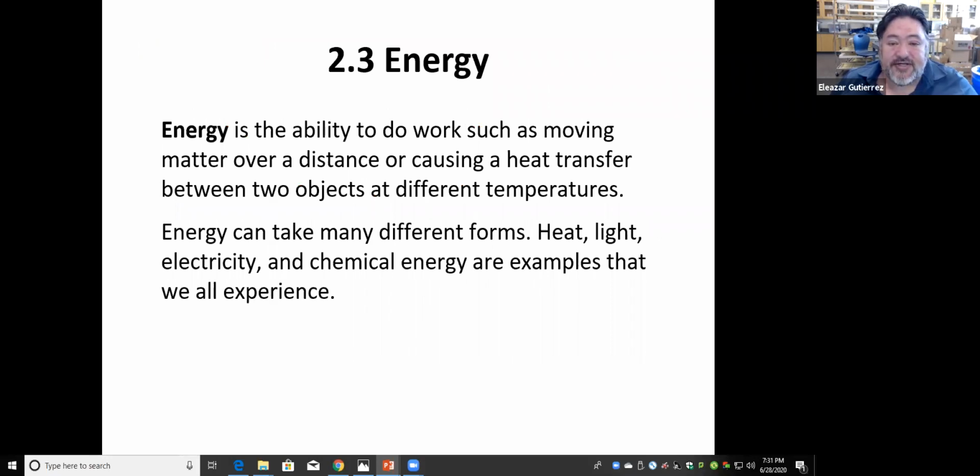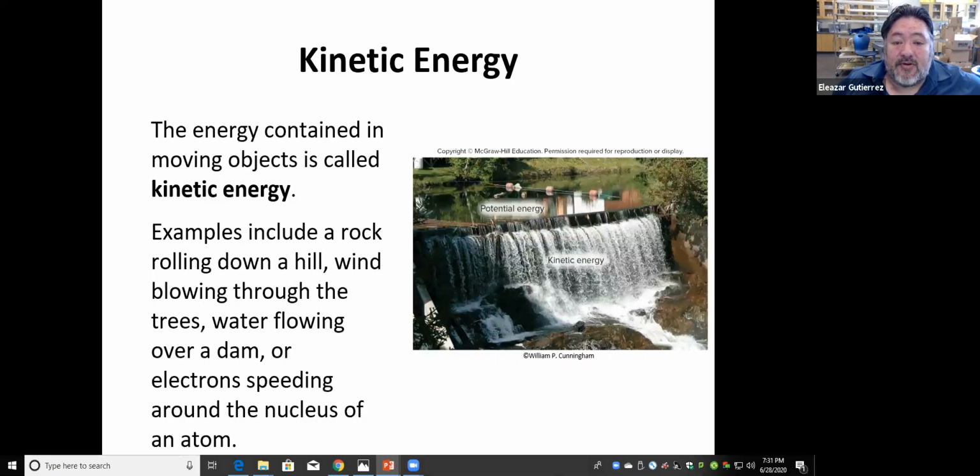And what is energy? Energy is the ability to do work. Okay, so if you want to move something, if you want to heat something, energy is required. There's a lot of different types of energy: heat, light, electrical, chemical, electromagnetic. There's a long list for the ways that energy can be formed or translated.